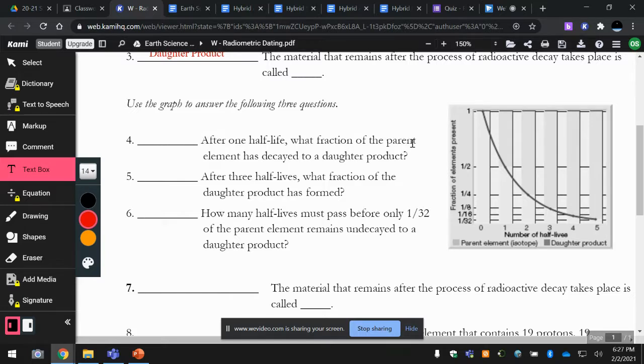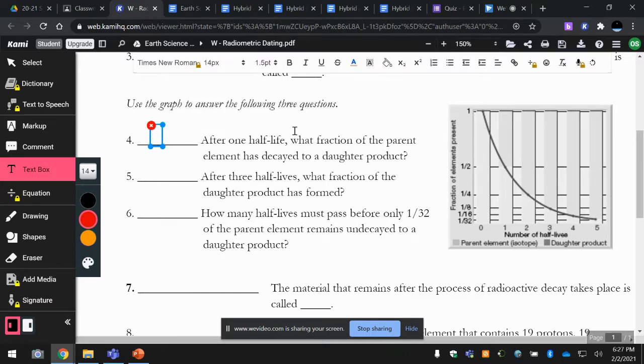After 1 half-life, what fraction of the parent has decayed into daughter product? And that is exactly 1/2. After 3 half-lives, what fraction is remaining? That would be, come to 3 half-lives and go over and read, and that'd be 1/8. How many half-lives pass before only 1/32 of parent element remains undecayed to a daughter product? You come over here to the 1/32 and read all the way over here, and that takes you to 5 half-lives. So 5 would be our answer there.